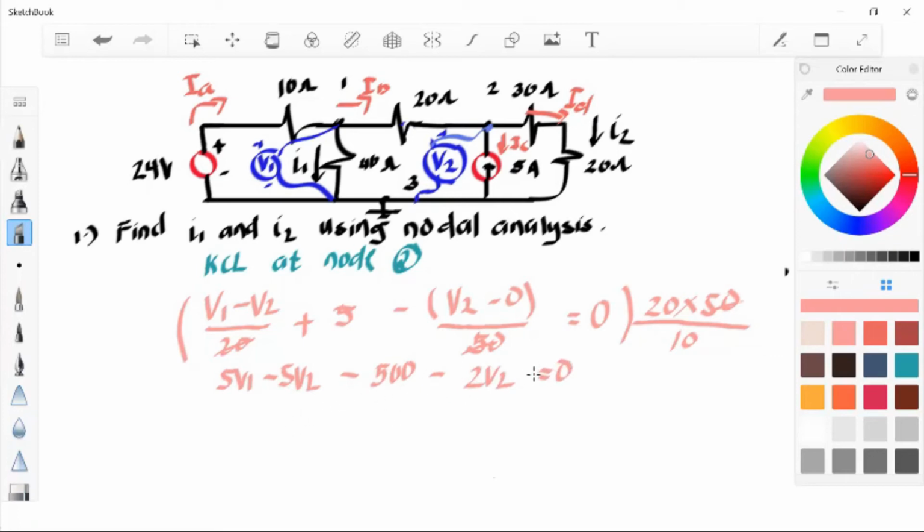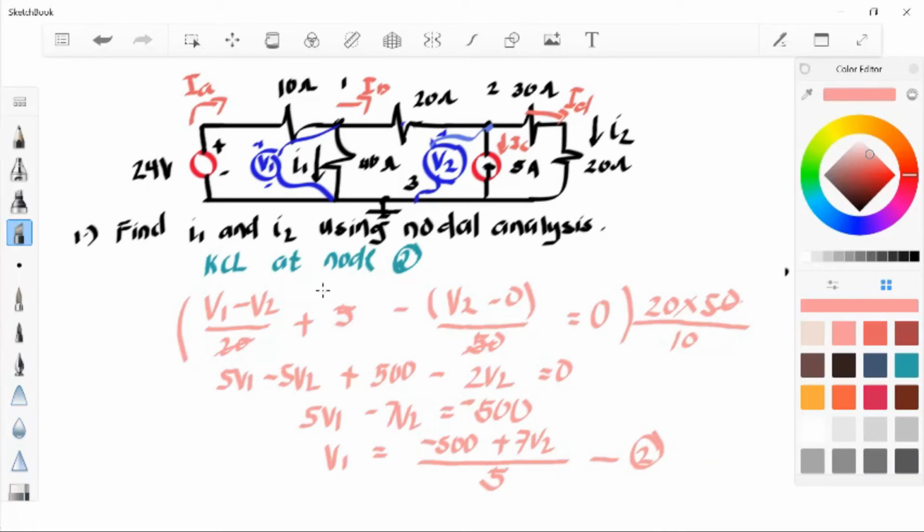Therefore, the next equation will be 5V1, okay, minus 7V2 is equals to 500. This is positive right here, therefore this is negative 500. And let's solve V1. We equate V1, it is nothing but negative 500 plus 7V2 divided by 5. Let's mark this as equation number 2.